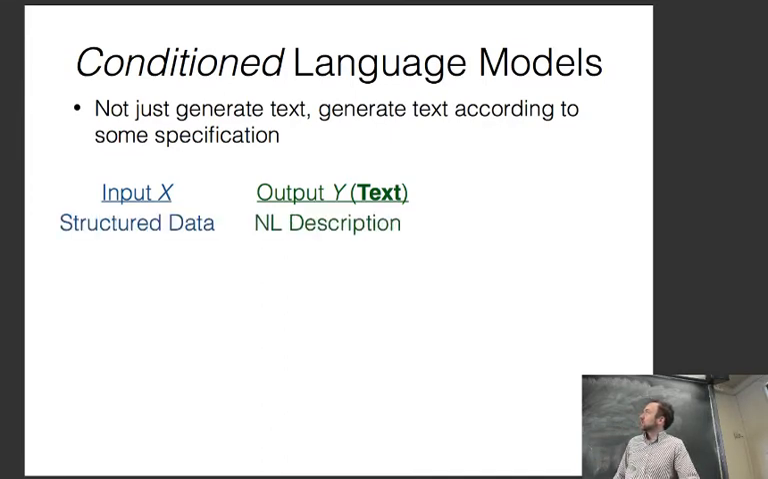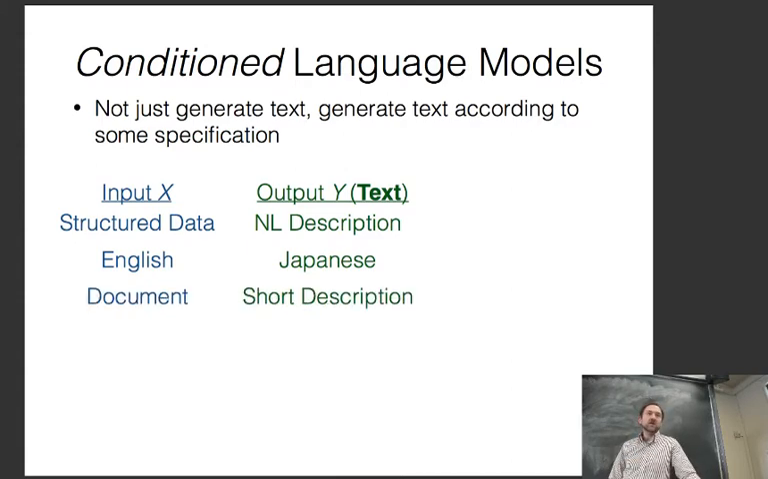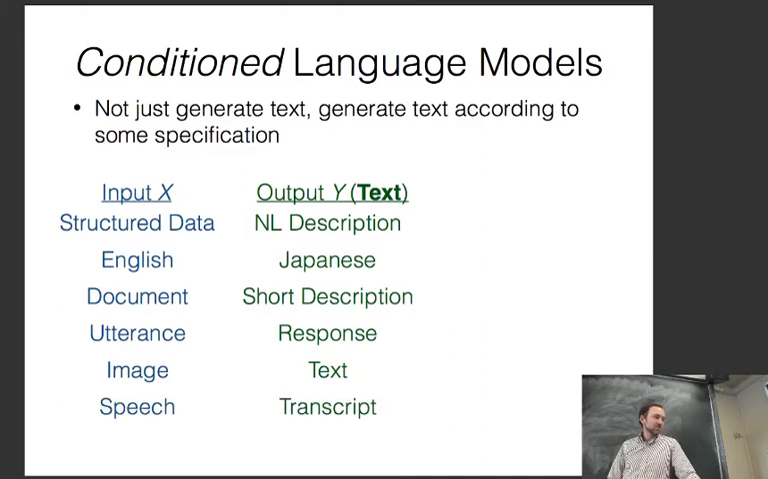So for example, if we have structured data, we could go from basketball scores into a natural language description of a basketball game. If we have English and Japanese, we could go from English to Japanese, or a document to a short description, an utterance to a response to that utterance, or an image to text, speech to a transcript. So all of these correspond to a task in natural language processing. Do we have any guesses for what these are? The first one's actually maybe the hardest.